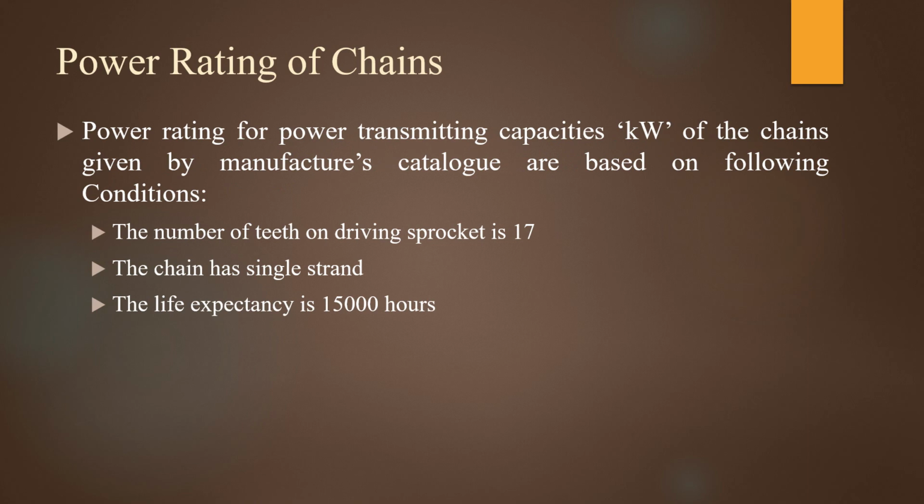Before going to selection of a chain, we will see the power rating of chains. Now what is power rating? The power rating of a chain is the power transmitting capacity in kilowatts of chains given by the manufacturer's catalog, based on the following conditions. First, the number of teeth on the driving sprocket is 17. Second, the chain has a single strand, and the last condition is that the life expectancy is 15,000 hours.